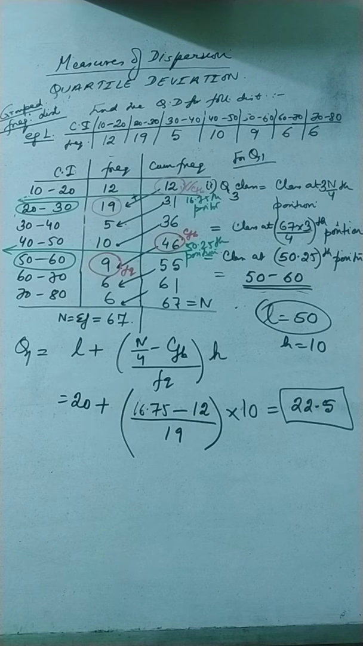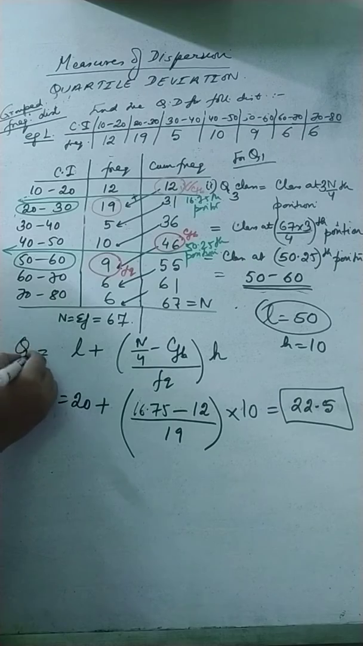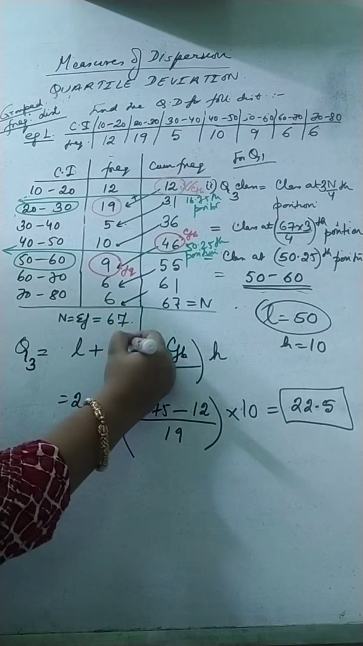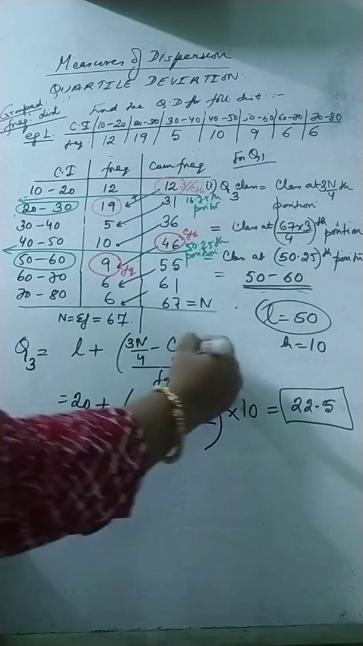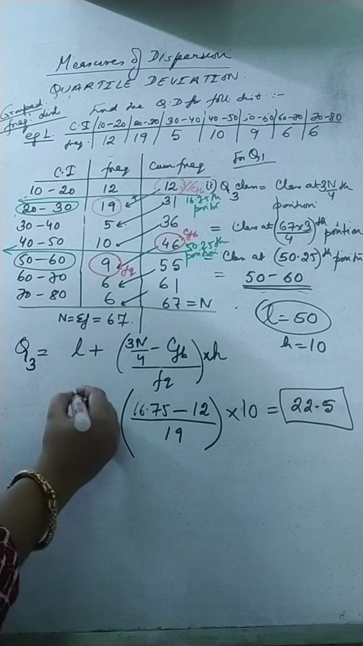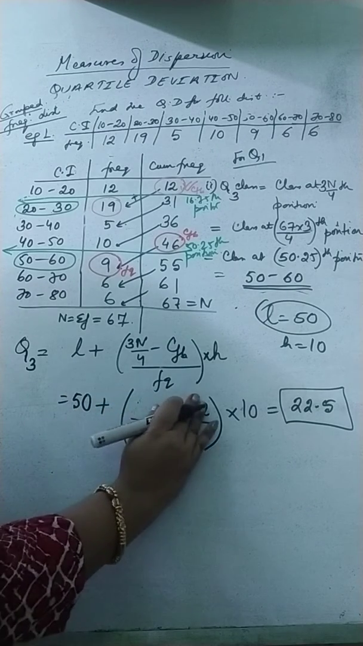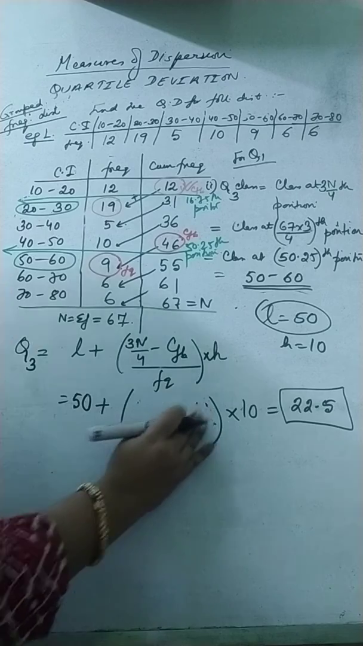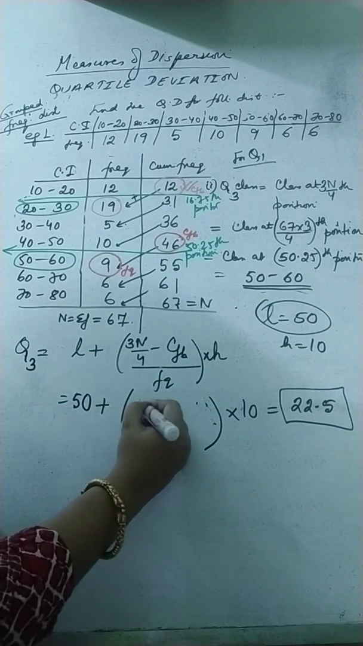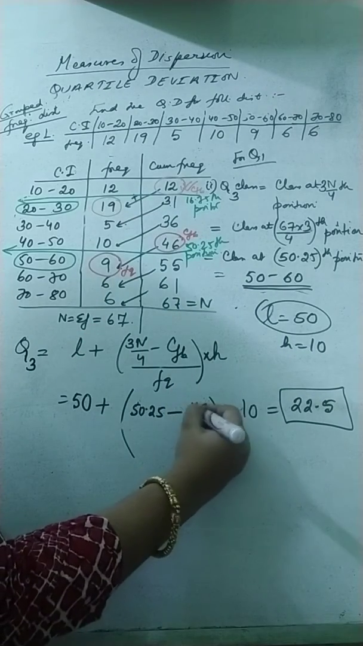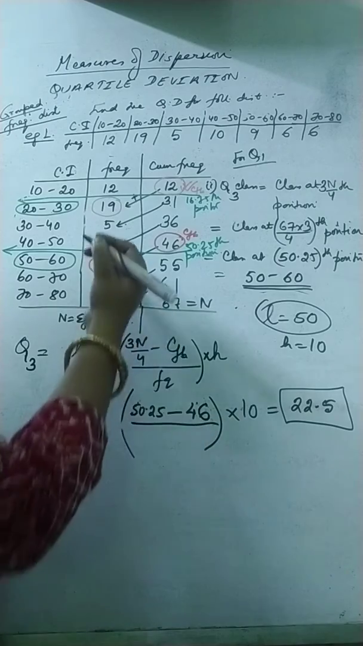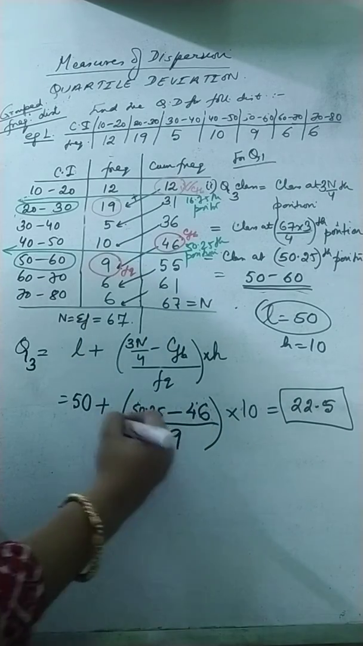So substituting these values, what do we get? The formula will change over here. This is going to become Q3. It is L plus 3n by 4 minus CFB by FQ into H. So L changes to 50 over here. What is the 3n by 4 value? That is 50.25, minus the cumulative frequency before, which is your 46. The frequency over here is your 9. The rest remains as it is.